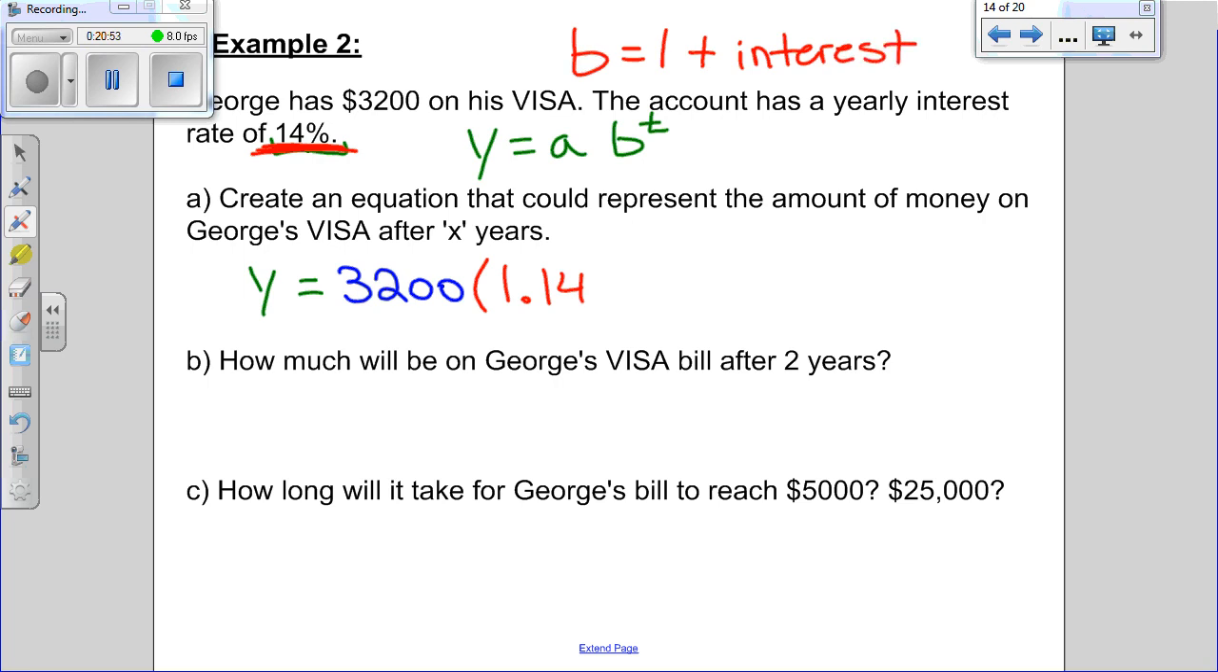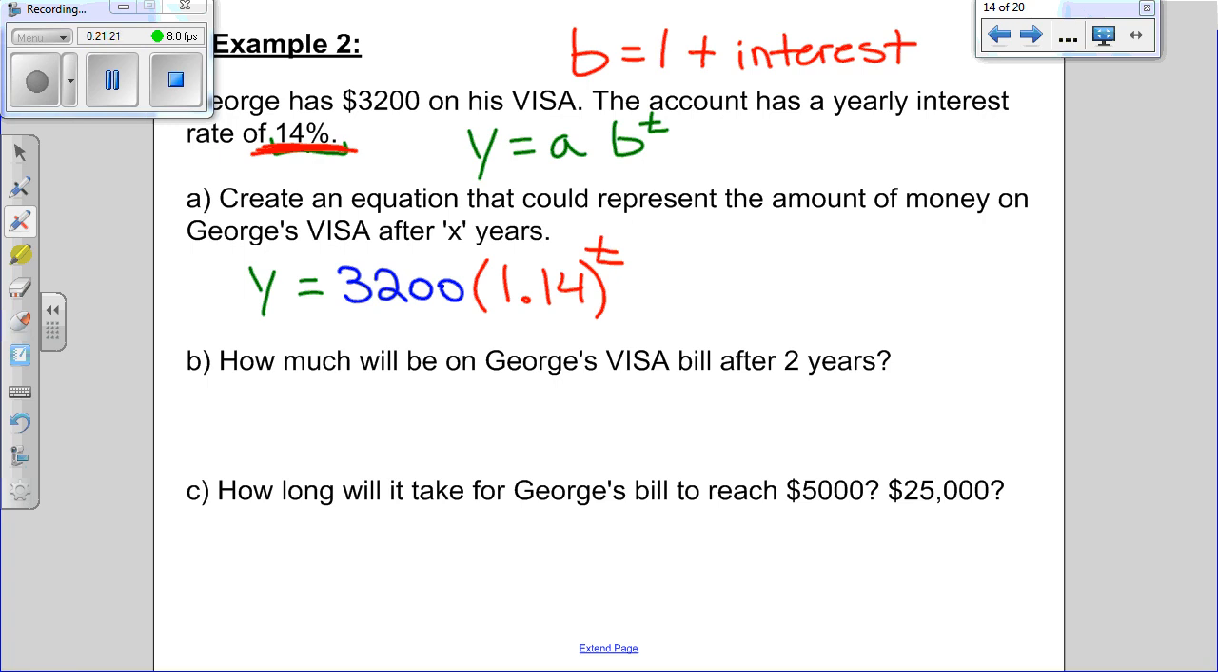So t is going to be the number of years that have passed. So if this is after 1 year, you put a 1 there. If it's 2 years, you put a 2 there, 3 years, and so forth. You will get questions every once in a while that do monthly, or weekly, or something like that. I think we have an example where we talk about that. This one is 14% yearly. So this is the amount of money he has on this Visa, and every year he gets more money added.